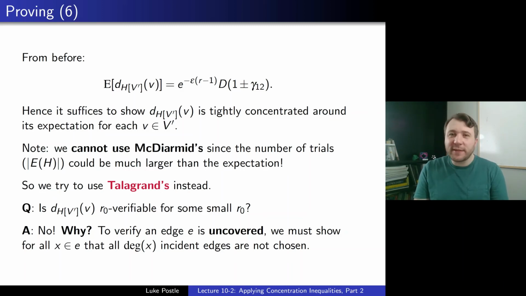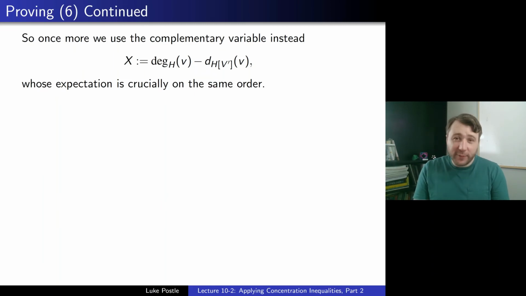How do we solve this? It's the same trick. We use the complementary variable instead. So we take X to be the degree H of V. So again, V is a fixed vertex. You look at all of its incident edges, and you take that minus the ones that end up uncovered. So really what you're counting is the edges incident with V where at least one of the vertices gets covered, so the edges that get covered up by a different edge.